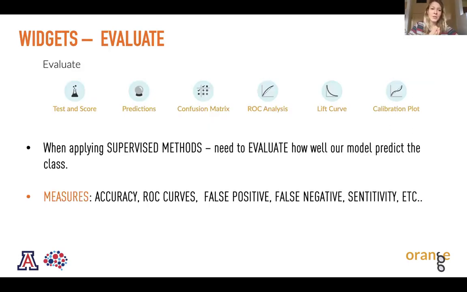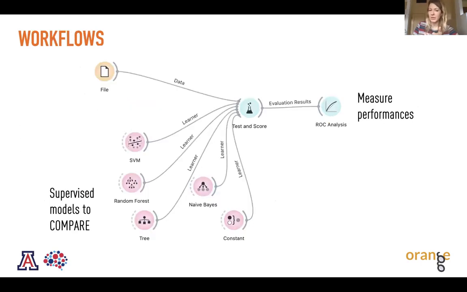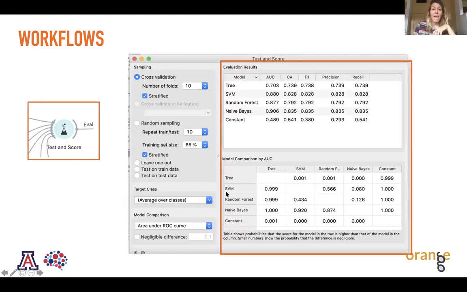For sure, Orange provides a widget that allows you to evaluate several models together and decide which one is the best for your data. Here is an example of a workflow. We have the file, in which we are sending the data to this Test and Score widget. Then we have as input to Test and Score these supervised models, and with this widget we can compare the performances of all these algorithms. This is how the Test and Score widget looks if you open it.